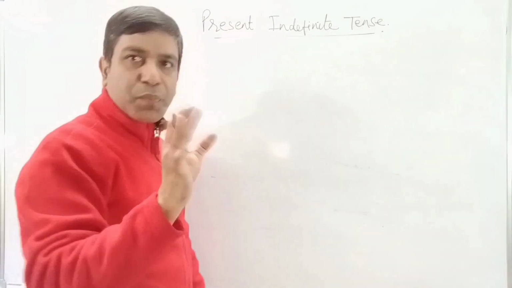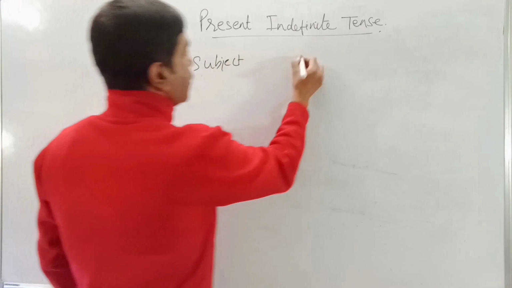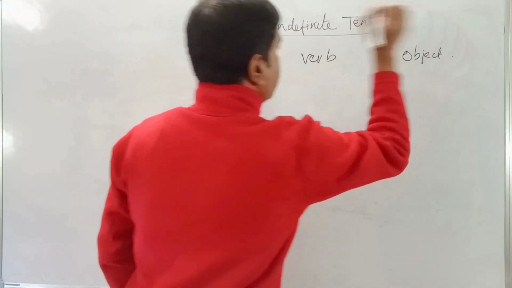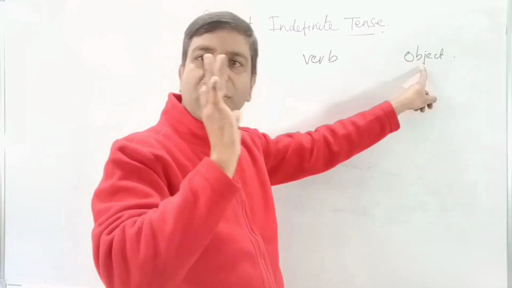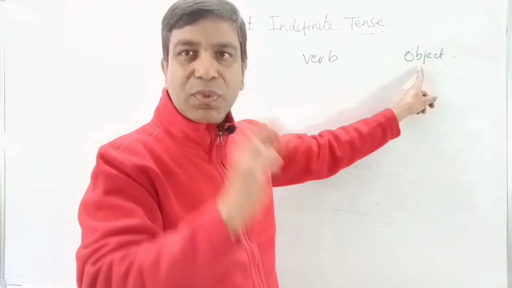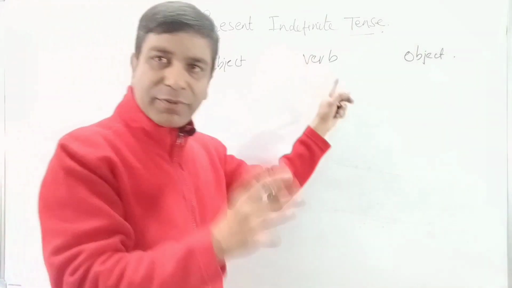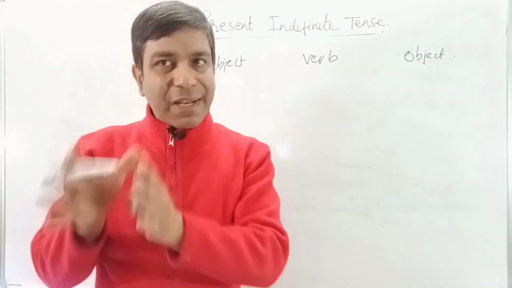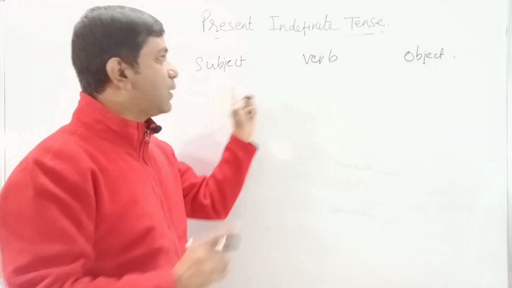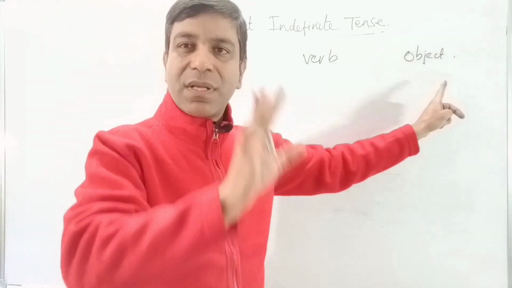That's all. A present indefinite tense also has a subject, verb, and an object. Object is entirely optional. The sentence can still be complete without the use of object, but a sentence must have subject and a verb. Verb may be the main verb or it may be an auxiliary verb. There should be one subject, there should be one verb in present tense, and an object which is optional.